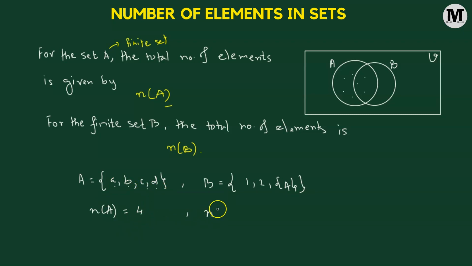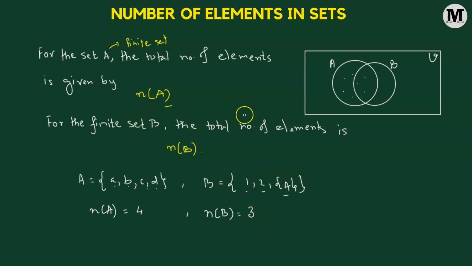And for B, the number of elements in the set B is equal to, we have one element, that's 1, the second element is 2, and the third element is the set A. So that means there are 3 elements here. We don't have to count the elements of the set A, we have to count the set A, which is an element of B. Okay, so there are 3 elements of set B.